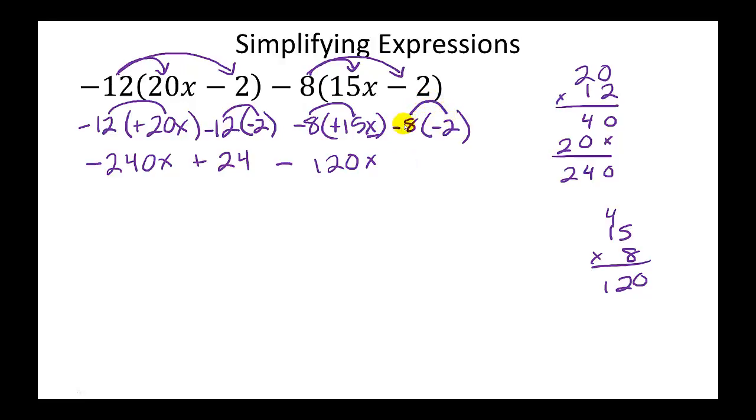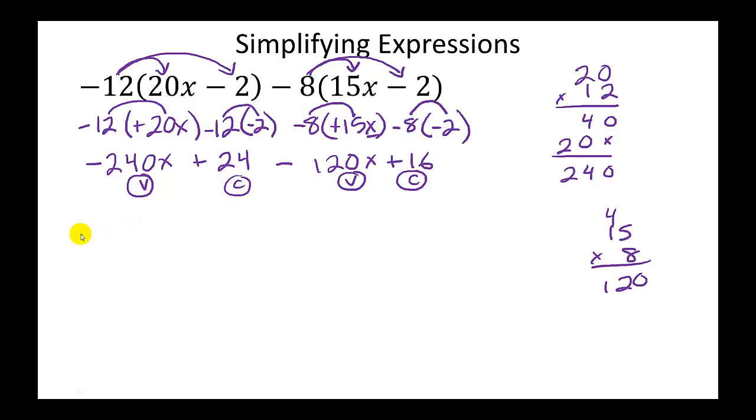We now have a negative 8 times a negative 2. Negative times a negative is a positive. 8 times 2 is 16. So we have a variable term, we have a constant term, we have a variable term, and we have a constant term. We have no more parentheses, so we are looking at the structure, and we need to combine like terms. So I'm going to rewrite sorting.